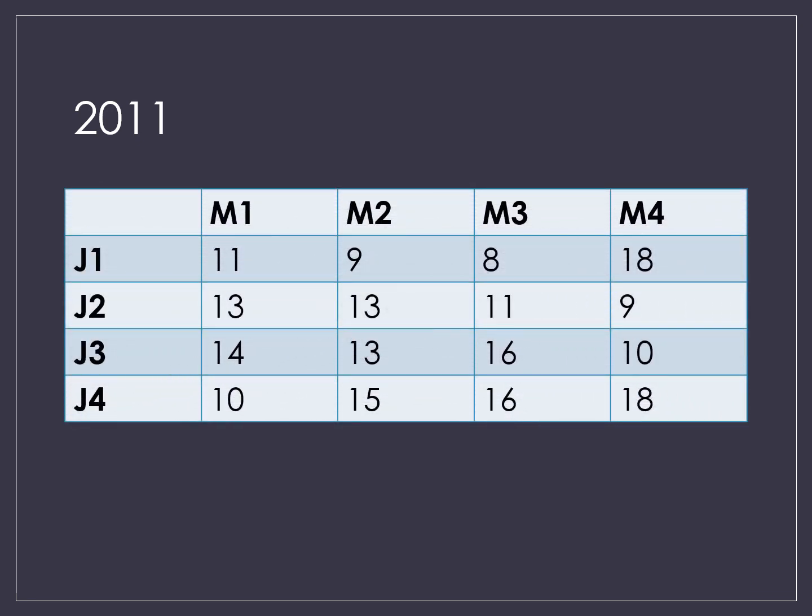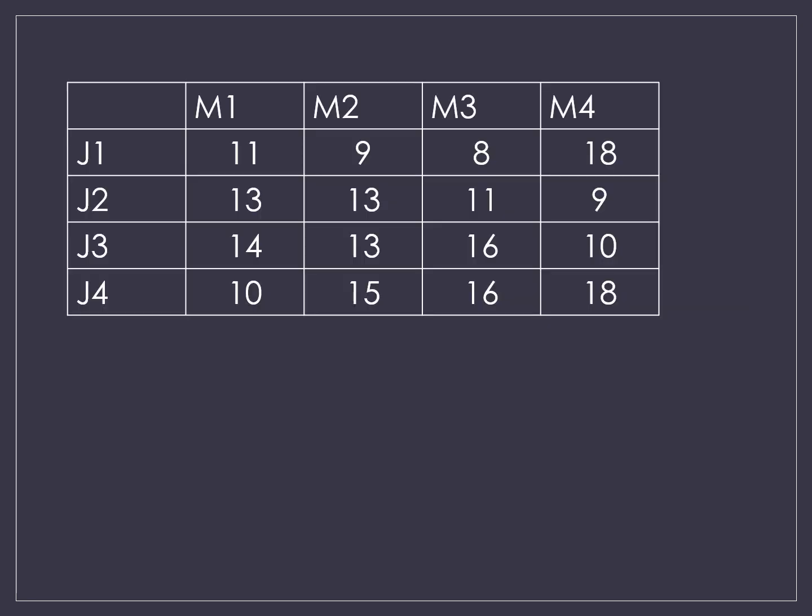Now let's see the 2011 past paper. We are going to solve this 2011 past paper using the Hungarian method. The first step is to do the row reduction. To do the row reduction, we have to identify the smallest value in each row.